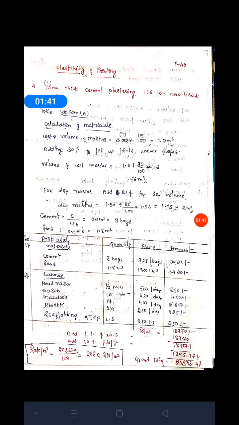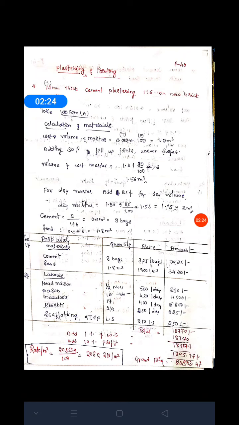The wet volume of mortar is calculated by multiplying the thickness of the plastering by the area of the plastering, the area we covered. Here the thickness is 12 mm, and the area, that is the quantity, is around 100 square meters. After converting the thickness into meters, 0.012 into 100, I got the wet volume equals 1.2 cubic meters. Additionally I need to add 30% extra, to fill up the joints as well as for the uneven surface.